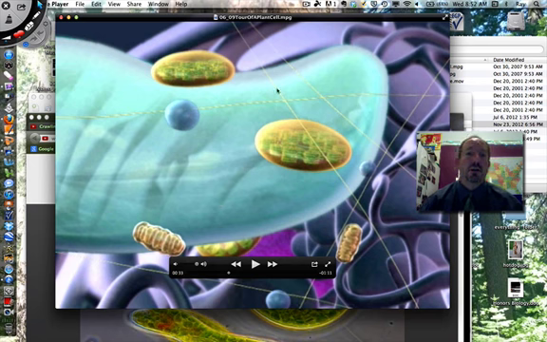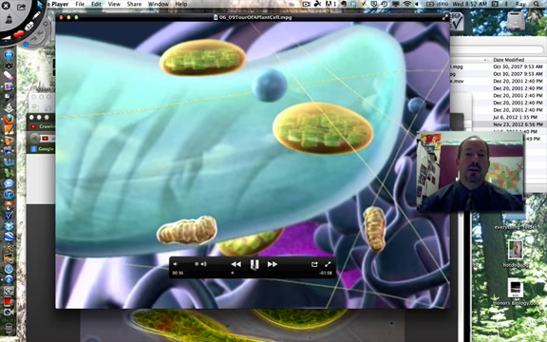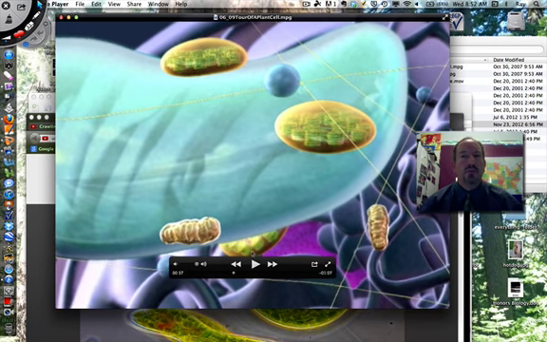Plants also have a cytoskeleton. So you can see transport vesicles moving along there. And so I hope you enjoyed our conversation on the cytoskeleton, and thanks for watching.